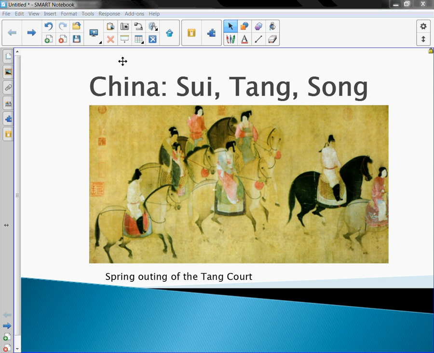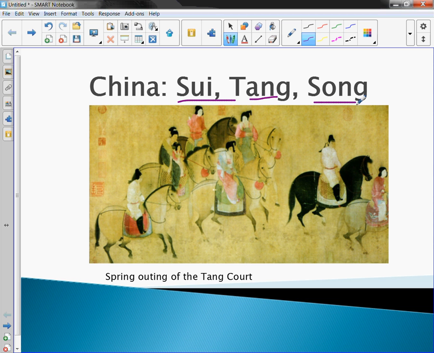In this era, Period 3, China sees three early dynasties, the Sui, the Tang, and the Song. And then there's a break for the Yuan dynasty, which is a Mongol dynasty, and then they also start the Ming. So there are a lot of dynasties during this time period, and we're going to focus on these three today.